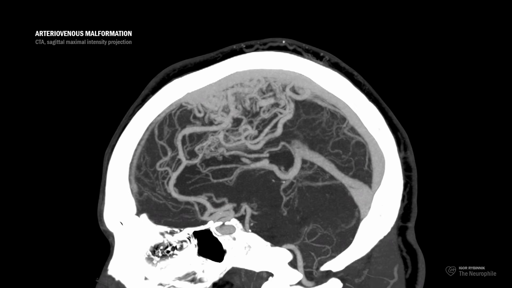And here is that arteriovenous malformation in all of its glory on a sagittal CT angiogram reconstruction. Arterial supply, venous drainage into the cortical veins and superior sagittal sinus, and finally the nidus, the central tangle of abnormal blood vessels where arteries and veins connect directly, bypassing the normal capillary network.